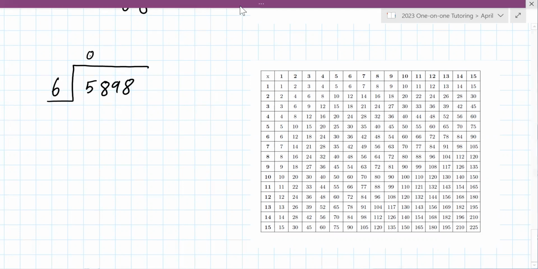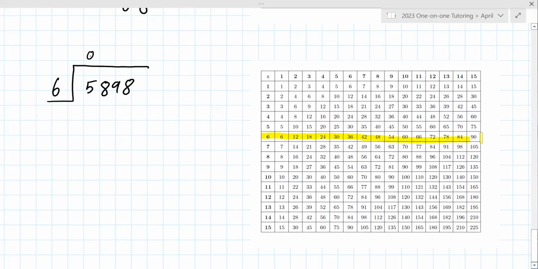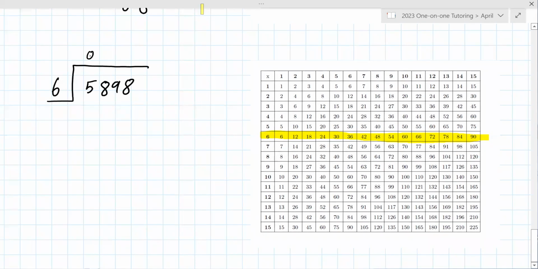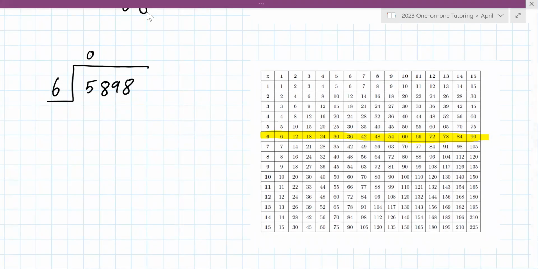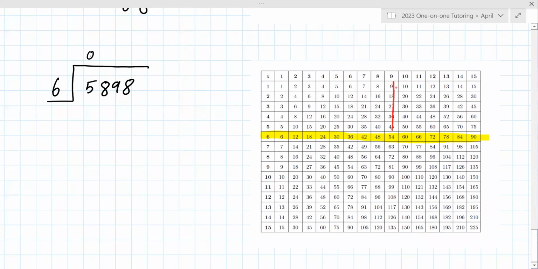So again, you got to go to row 6 here, and you got to find 58 between two numbers. Which two numbers is it between? It's between 54 and 60. Okay, so that corresponds to 9 and 10. So you always choose the smaller one. 9.